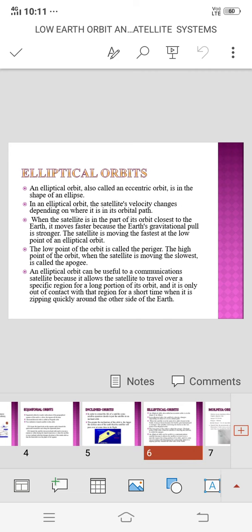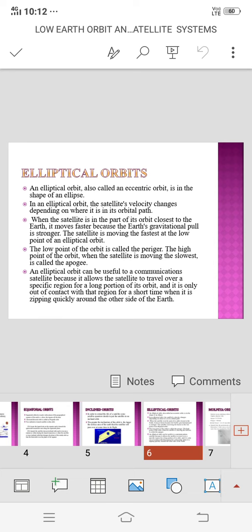Then elliptical orbit. An elliptical orbit, also called an eccentric orbit, is in the shape of an ellipse. In an elliptical orbit, the satellite velocity changes depending on where it is in the orbit path. When the satellite is in the part of its orbit closest to the Earth, it moves faster because the Earth's gravitational pull is stronger. The satellite is moving the fastest at the low point of an elliptical orbit. The low point of the orbit is called the perigee. The high point of the orbit, when the satellite is moving slowest, is called apogee.